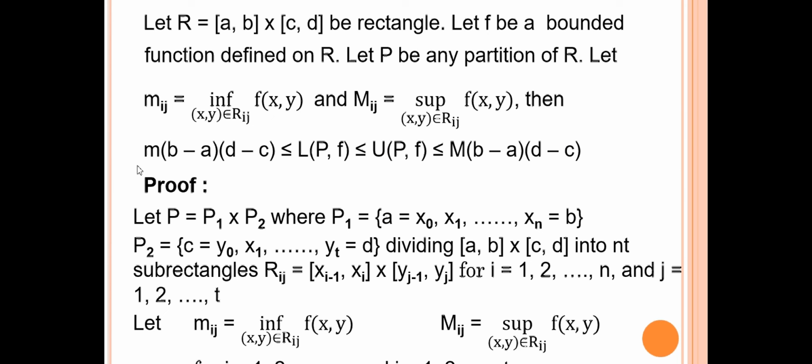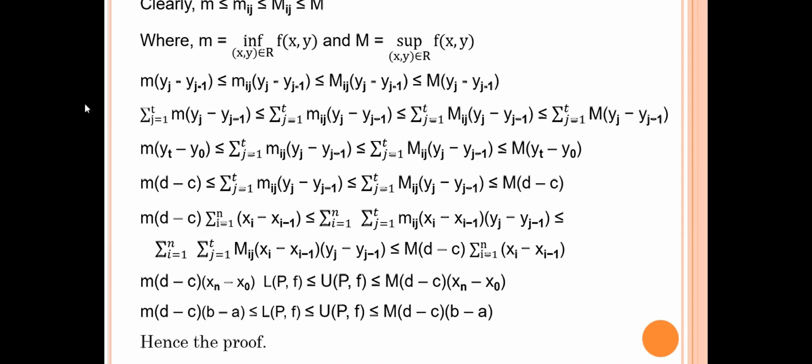Now let us consider what is given in the statement of the theorem, that is mij. What is mij? It is the infimum of the function in the subrectangle, and capital Mij is the supremum of the function on the subrectangle Rij, where i is from 1 to n and j is from 1 to t. Now see what is clearly mentioned: m less than or equal to mij, less than or equal to capital Mij, less than or equal to capital M.